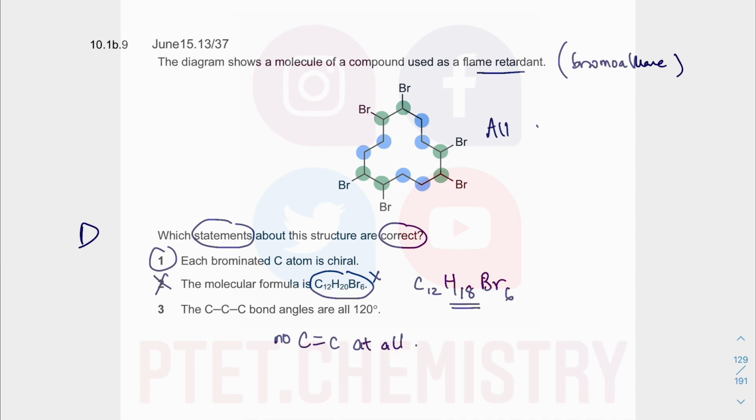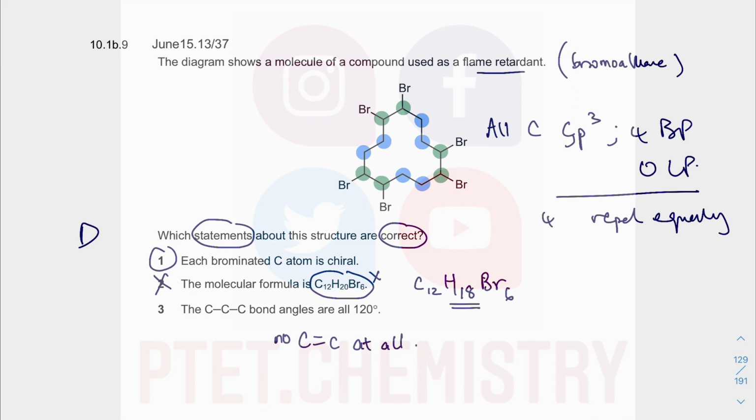All the carbon here is carbon sp3 with 4 bond pair and 0 lone pair repel equally. So what you get is, well, the 4 bond pair repel equally. What you get is a tetrahedral 109.5 degree, or you could say it's 109 degree. All right.